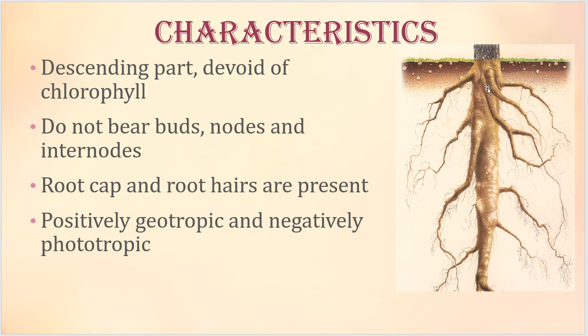And they do not have any nodes and internodes and buds. They never produce any axillary bud. In the axil of a root, we could never see any bud coming out. And what is a node? A node is the point from where a new branch is generally produced. So in a root, you can't find any node or internode.